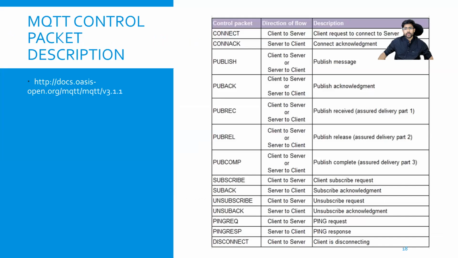These things are given in more detail. If you wish to find them out, you can refer to the OASIS documentation: connect, CONNACK, publish, PUBACK, PUBREC, PUBREL, right? Like publish and PUBACK, publish acknowledgement, right? Whenever you deal with quality of service 1, you get the acknowledgement also, right? For that you have the PUBACK packet.